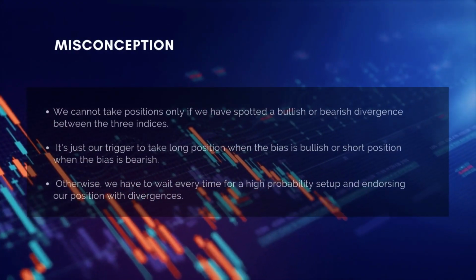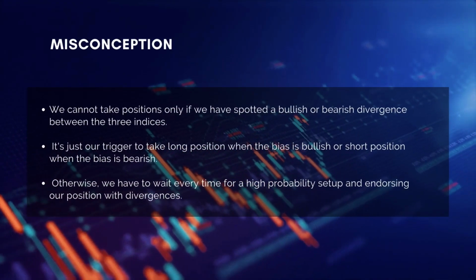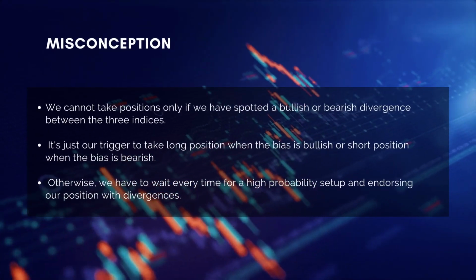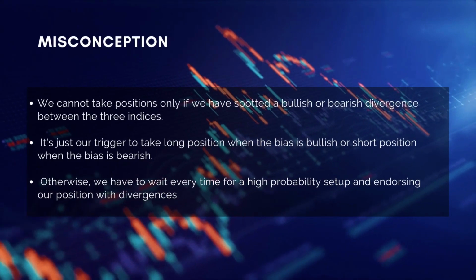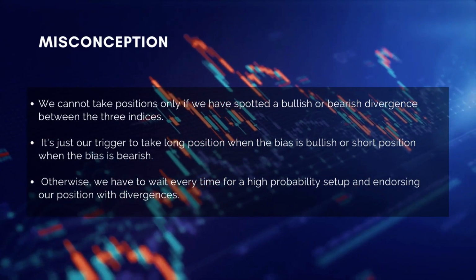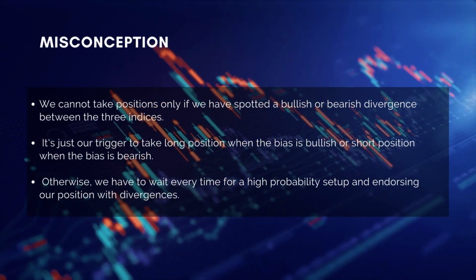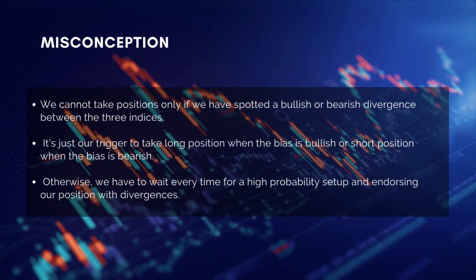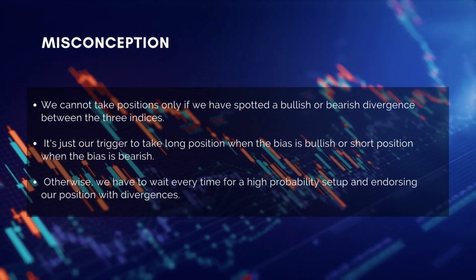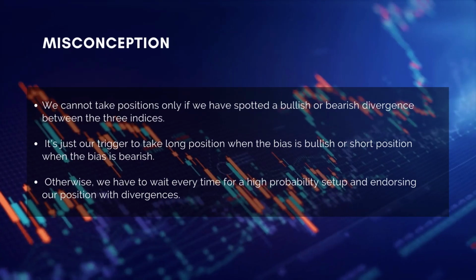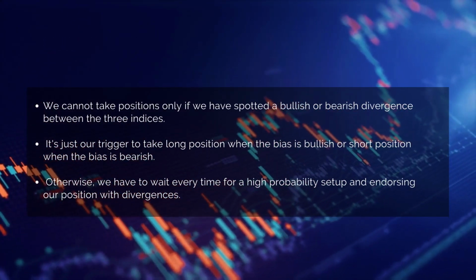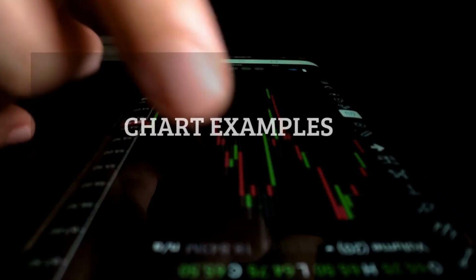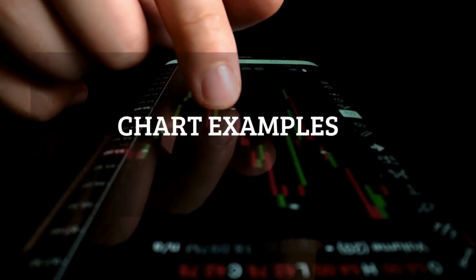Misconception: we cannot take positions only because we have spotted a bullish or bearish divergence between the three indices. It's just our trigger to take long positions when the bias is bullish or short positions when the bias is bearish. Otherwise, we have to wait every time for a high probability setup and endorse our position with divergences. So let's see some examples from the chart to clear things up for you.